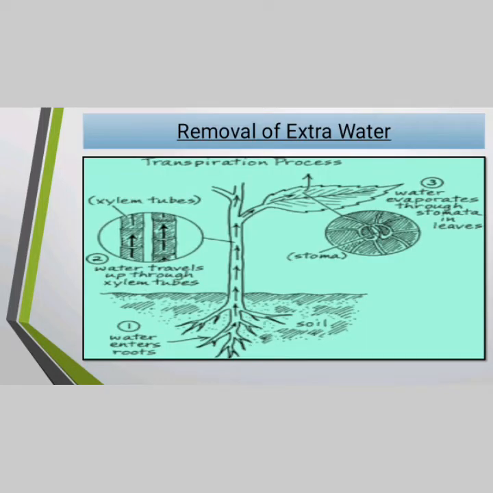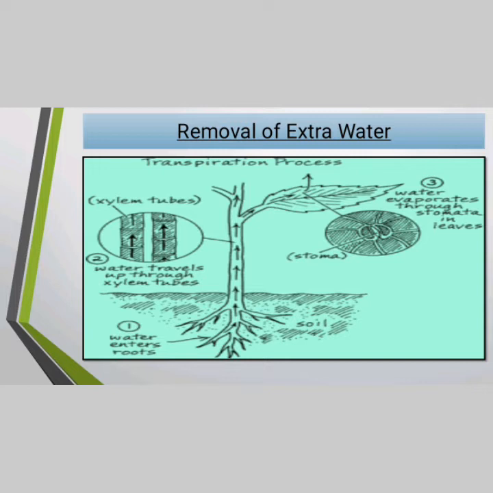Next one is removal of extra water. Plants remove extra water by the process called transpiration. What is transpiration? Transpiration is the process by which plants remove extra water from the surface of leaves. But during night, transpiration does not occur because most plants have their stomata closed.